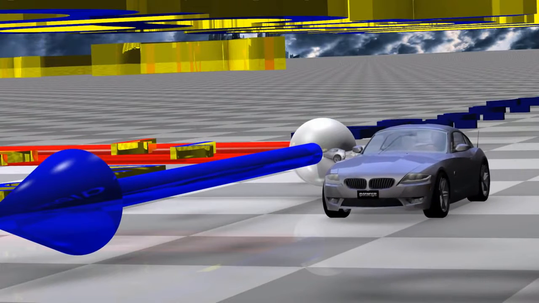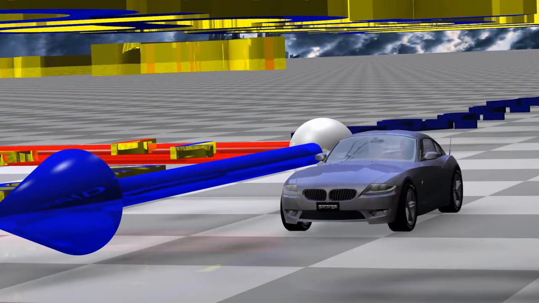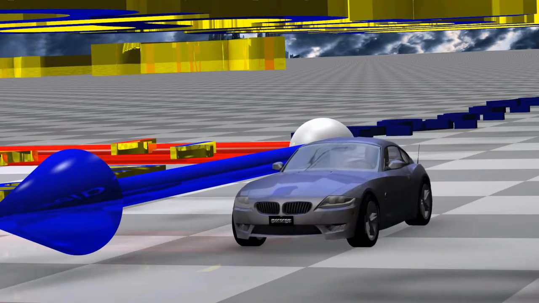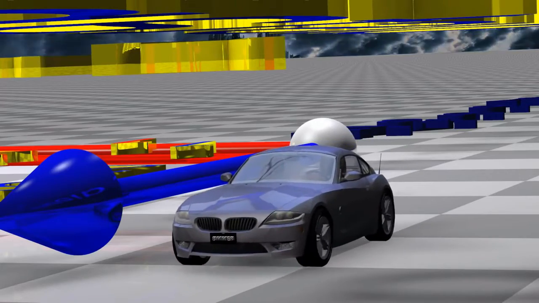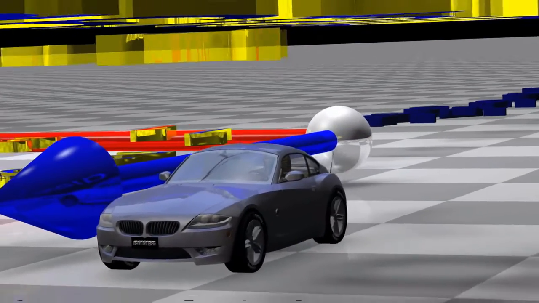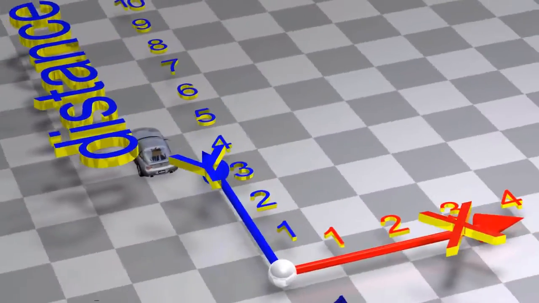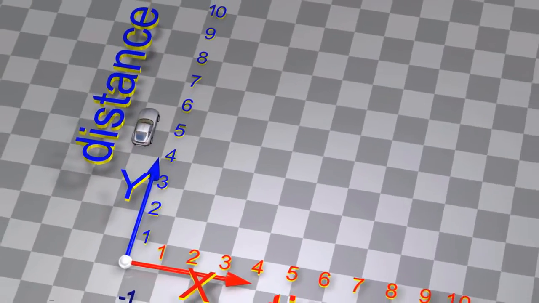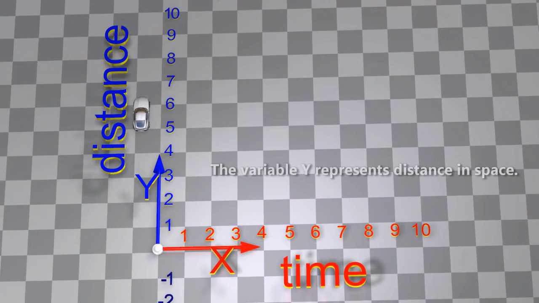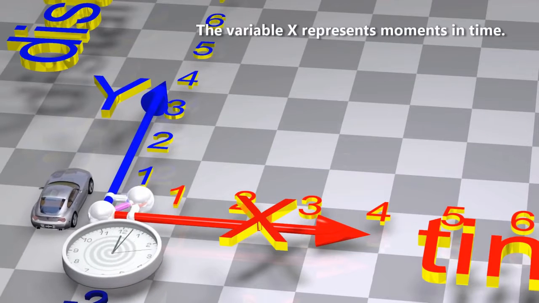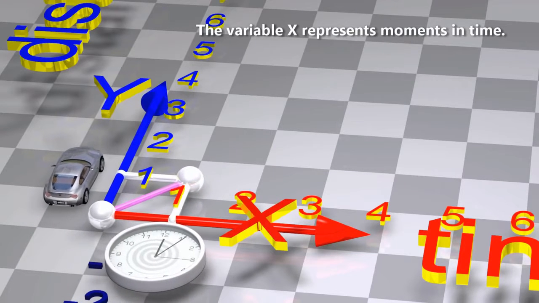Calculus allows us to see the true beauty of nature. Calculus makes the predictions of modern physics possible. The variable y represents distance in space. The variable x represents moments in time.